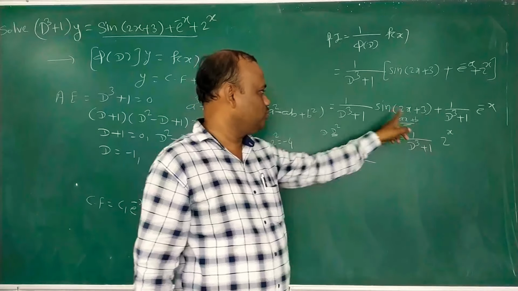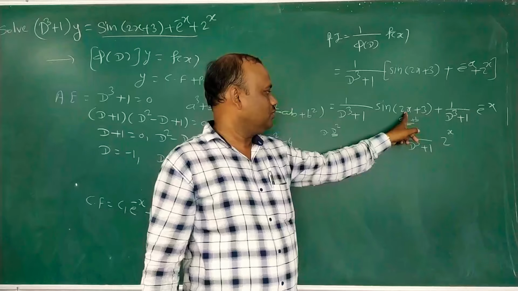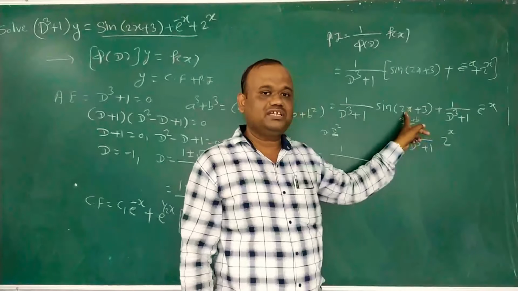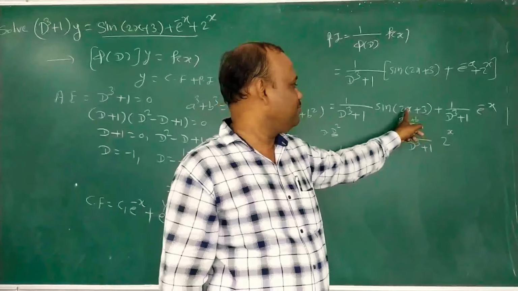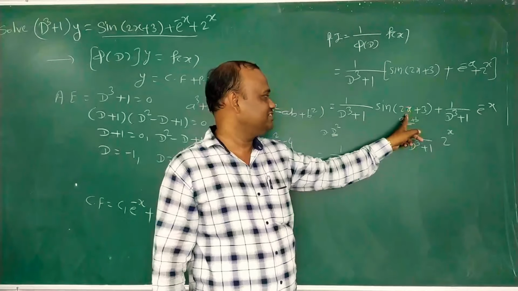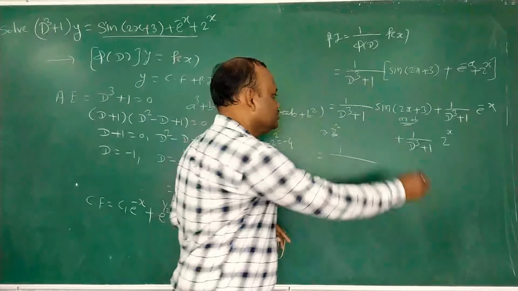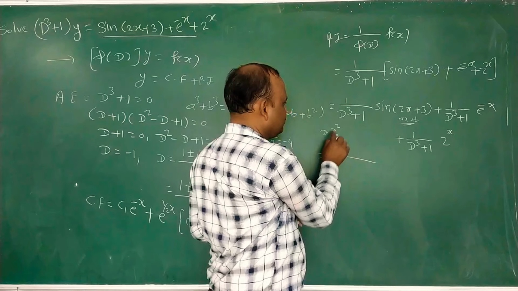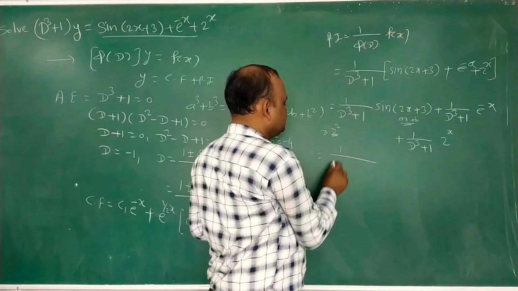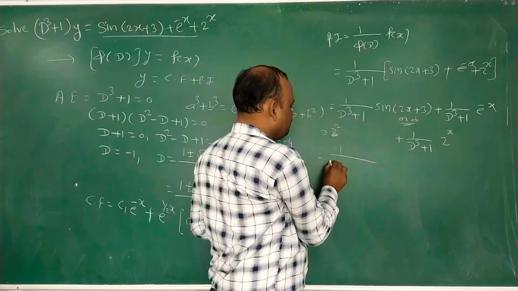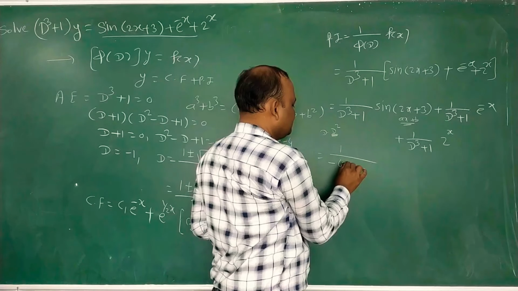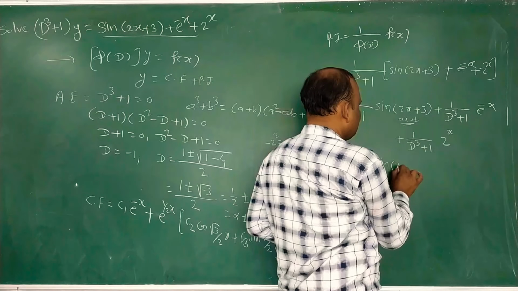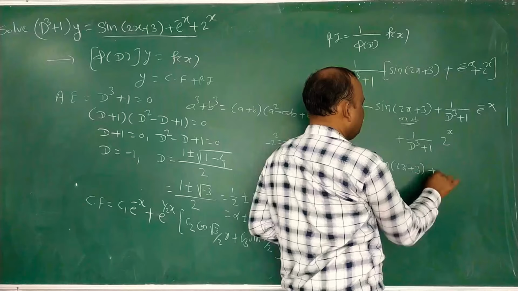So suppose sine of 2x plus 3a, remember this: replace D square by, here suppose 2a, then replace D square by minus 4. 3a, replace D square by minus 9. 4a, replace D square by minus 16, this way. So here sine of 2x plus 3, a is 2, replace D square by minus 4. If you write D cube, D into D square, then put this D square equal to minus 4, so minus 4 into this D, that is minus 4D plus 1 into sine of 2x plus 3.